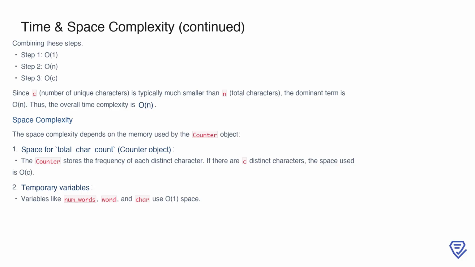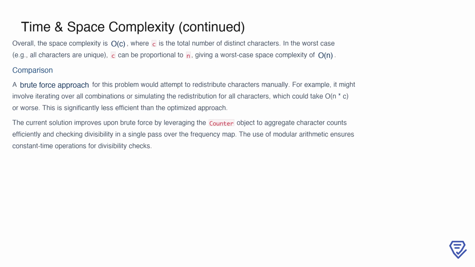Turning to space complexity, the main contributor is the counter object, which stores the frequency of each unique character. If there are C distinct characters, the counter will use O(C) space. Additionally, temporary variables such as number_words, word, and char consume constant space, O(1). Thus, the space complexity primarily depends on the number of distinct characters, C. In conclusion, the overall space complexity is O(C). In the worst case, where all characters are unique, C could be proportional to n, making the worst case space complexity O(N).